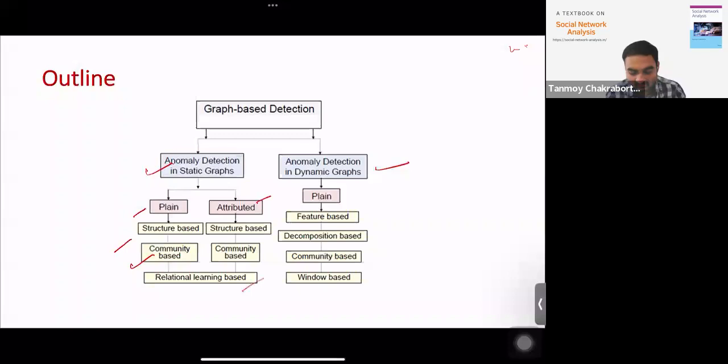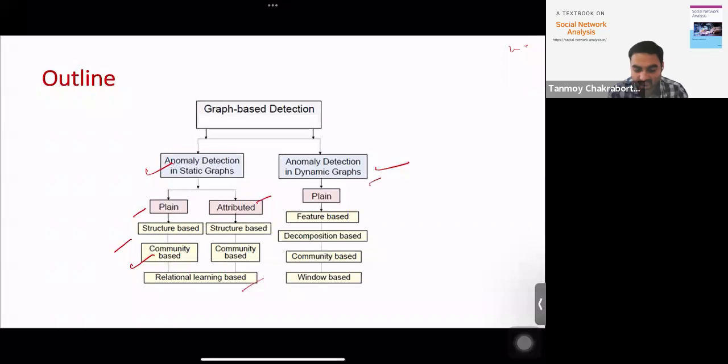And then we look at some of the relational learning based approaches, where people try to look at the relations between entities and reason that this relation should not be there between two nodes, because these two nodes belong to different types, but this particular relation exists between them. Therefore these two nodes are anomalous nodes, or the link is an anomalous link. We look at some of the approaches there.